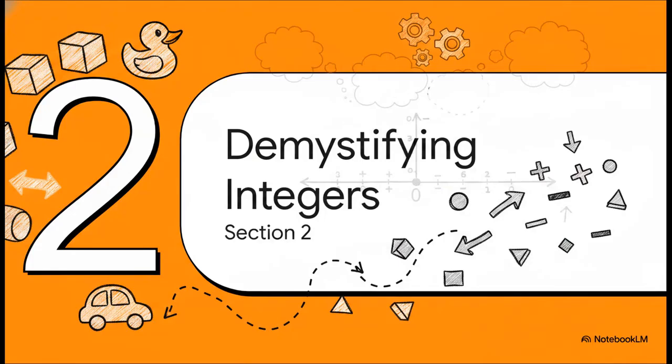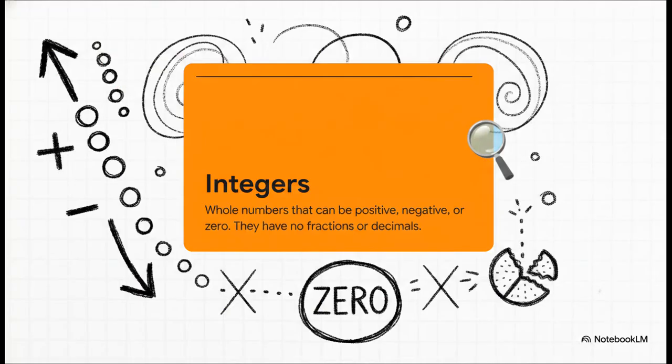Moving right along, let's jump into Section 2, Demystifying Integers. So what is an integer? Simply put, integers give us the vocabulary to talk about having absolutely nothing, which is our 0, or even having less than nothing, which gives us our negative numbers. But notice what is not included here. You won't find any fractions or decimal points. An integer is always a perfectly whole number, whether that's a positive 10, a 0, or a negative 5.